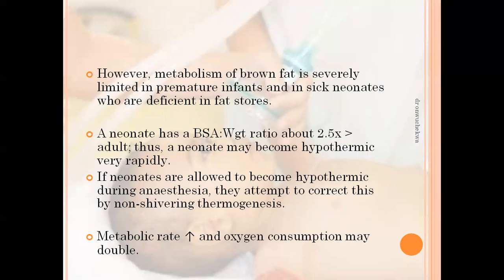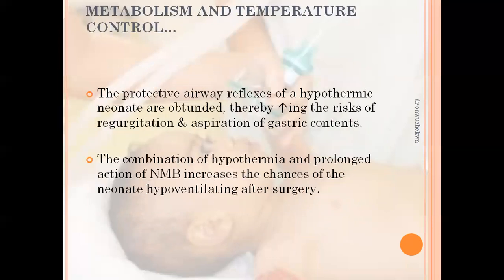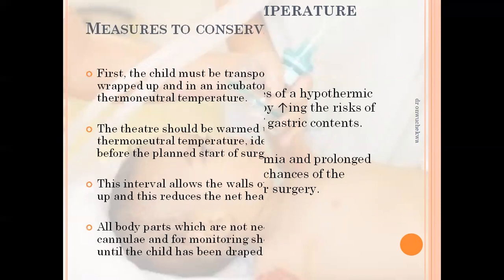If neonates are allowed to become hypothermic during anesthesia, they attempt to correct this by shivering thermogenesis. This increases the metabolic rate and might also double the oxygen consumption. The protective airway reflexes of a hypothermic neonate are obtunded, thereby increasing the risk of regurgitation and aspiration of gastric content. The combination of hypothermia and prolonged action of neuromuscular blockade increases the chances of neonates hypoventilating after surgery.